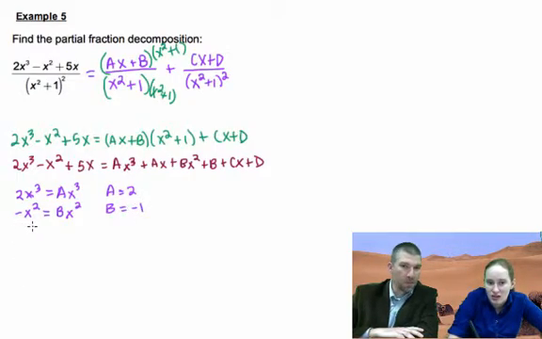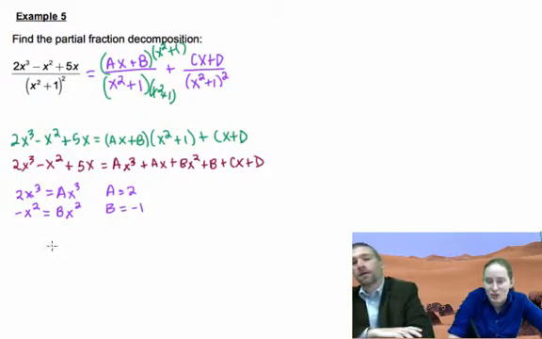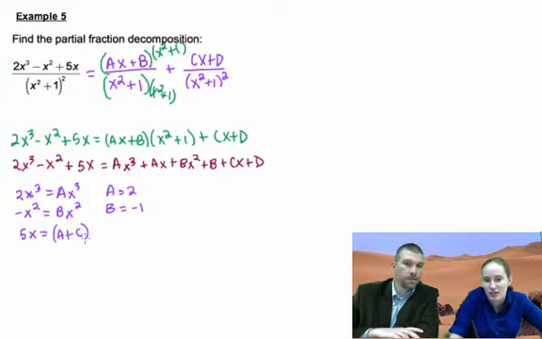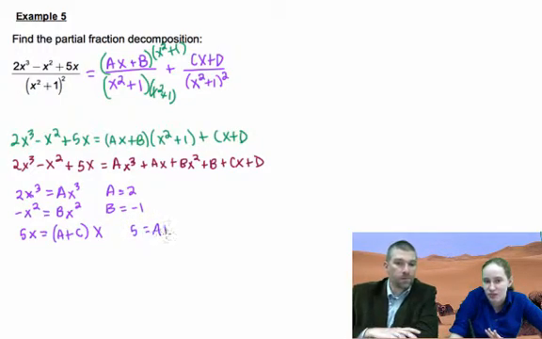Okay. Does it get even better? No, it doesn't. Well, it's still not a bad problem. So 5x equals all the things with x's. So ax and cx will add together to give us a plus c. But we know what a is. a is 2. So we have 5 equals a plus c, so 2 plus c, so c is 3.